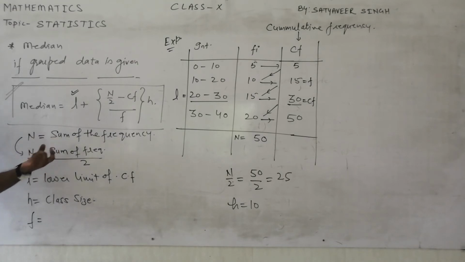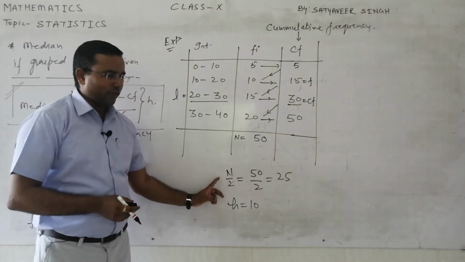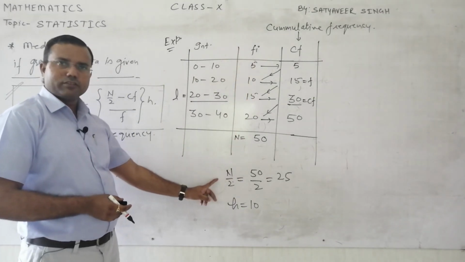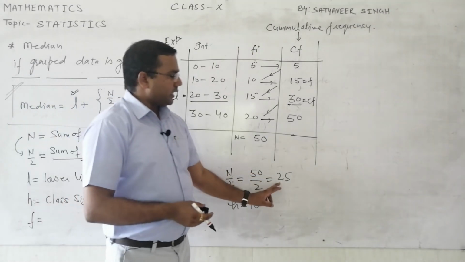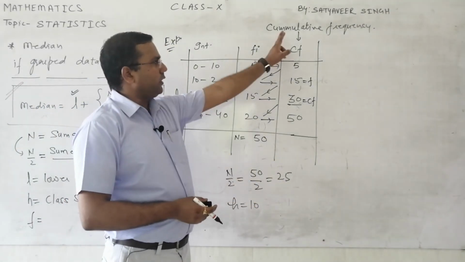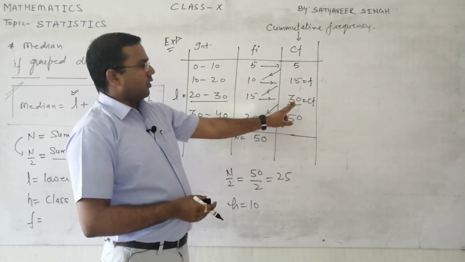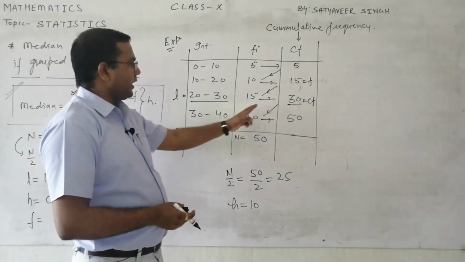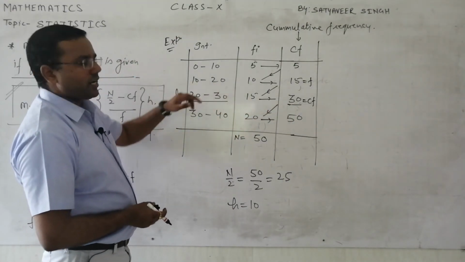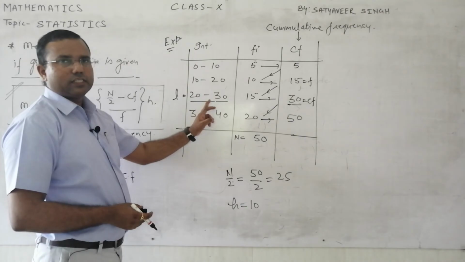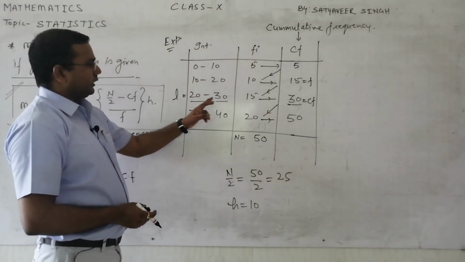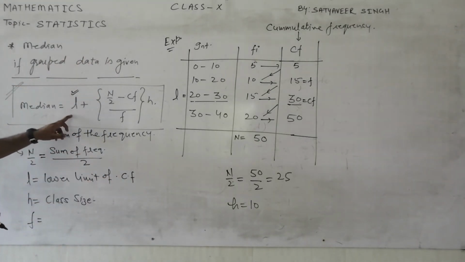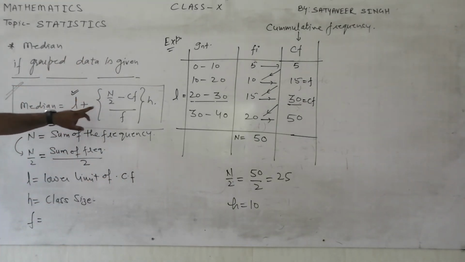For selecting the median class interval, first of all you will have to find n upon 2. N is the sum of the frequency. Find n upon 2. See, take the value just greater than n upon 2 in the cumulative frequency. You got 30. 30 is coming from which interval? This interval is called the median class interval. 20 to 30 is the median class interval. In this, the lower limit of this interval is called L, which we are using in the formula. So n upon 2 is clear, L is clear, CF is clear.